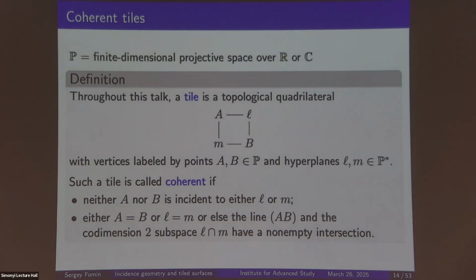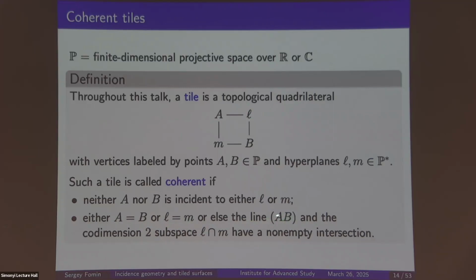A tile is called coherent if, well, the first is a genericity condition. Unlike you might have thought, I don't require this point to lie on this hyperplane. In fact, I don't want it to lie on that hyperplane. So this is an open condition. And this is an important one. Again, this is not going to happen generically, so let's ignore this.